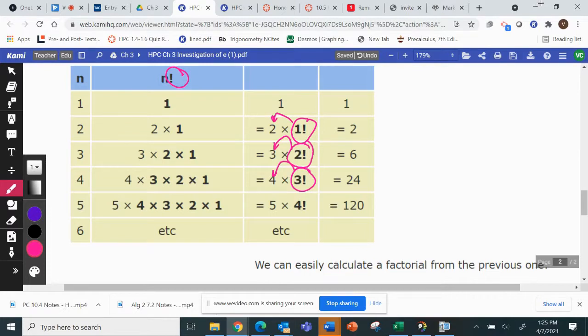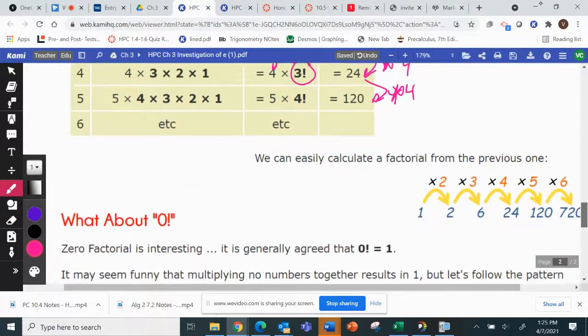And then when we look at this pattern here, this is multiplying by 2, multiplying by 3, multiplying by 4, multiplying by 5. So we've got a sequence of numbers.